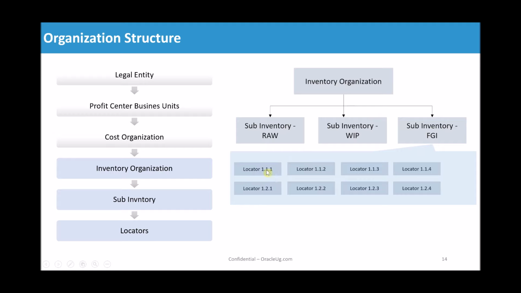So here you see we have locator 111, 112. This is like one rack, and in one rack, you will have various rows as well as various columns. And using locator, you can specify a very specific small entity, a very small storage location in your inventory organization. It is mandated to have at least one sub-inventory in the inventory organization. So if you create a new inventory organization, you need to create at least one sub-inventory before you start using it. Locator is not mandatory.